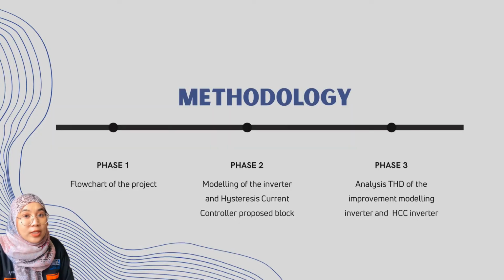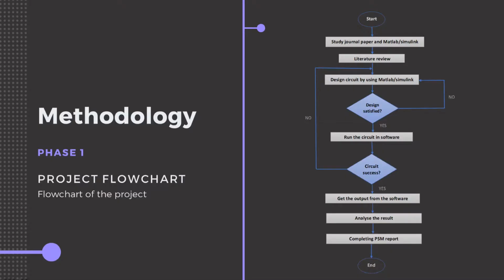For the methodology part, I divided it into three phases: phase 1 is the flowchart of the project, phase 2 is modeling of the inverter and hysteresis current controller, and phase 3 is analyzing the THD of the improvement modeling, inverter and hysteresis current controller. The first methodology is the project flowchart. This flowchart will present all procedures of workflow during the FYP season. After completing all the procedures, I will complete the FYP report.